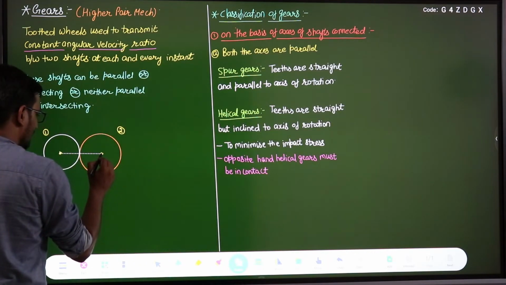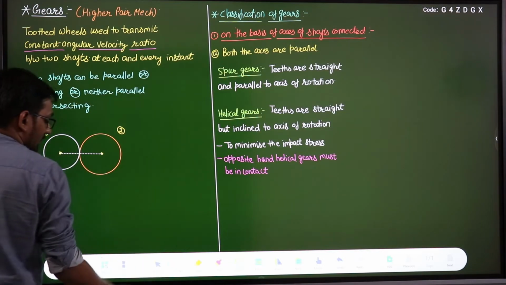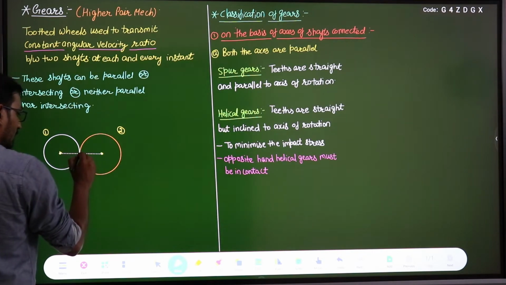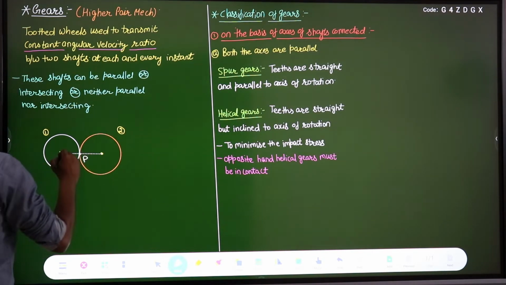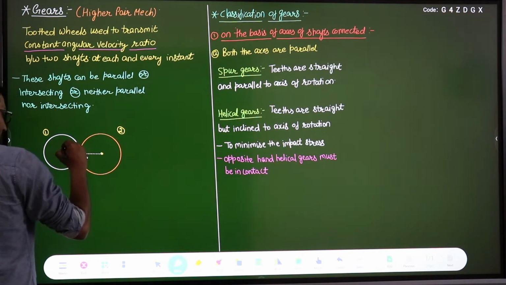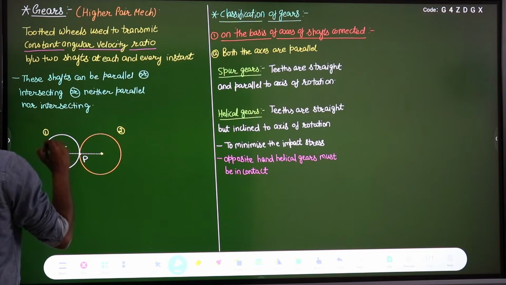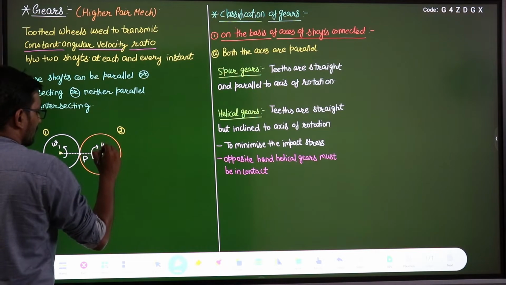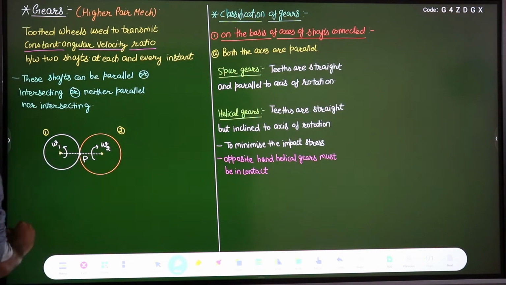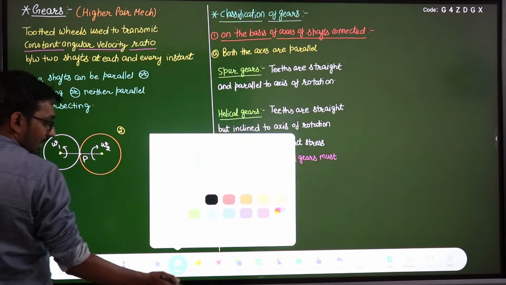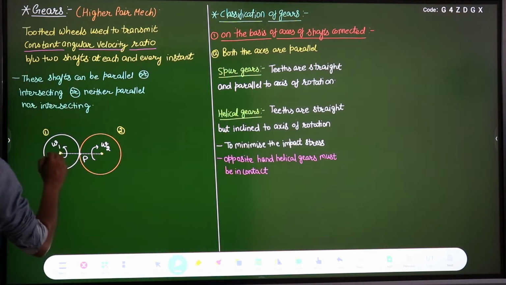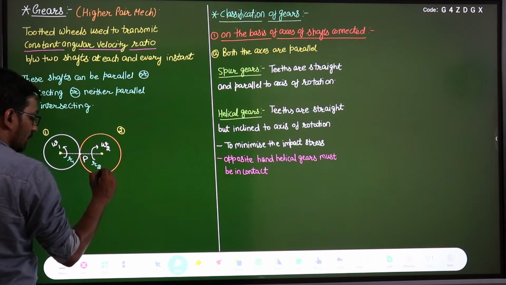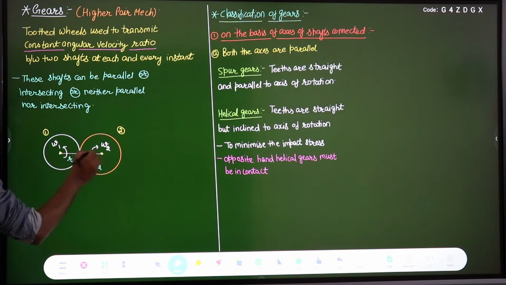Suppose this is a line joining these centers, and let us say the point of contact is P. If this disk 1 is rotating with an angular velocity, let us say omega 1, in the anti-clockwise direction, then this will rotate in the clockwise direction with an angular velocity omega 2. The radius of disk 1 is, let us say, R1, and the radius of disk 2 will be R2.